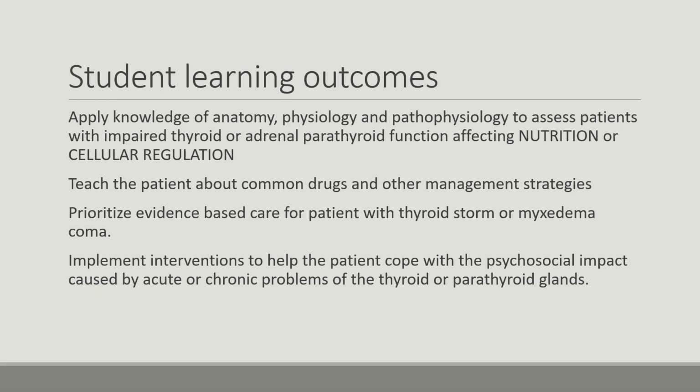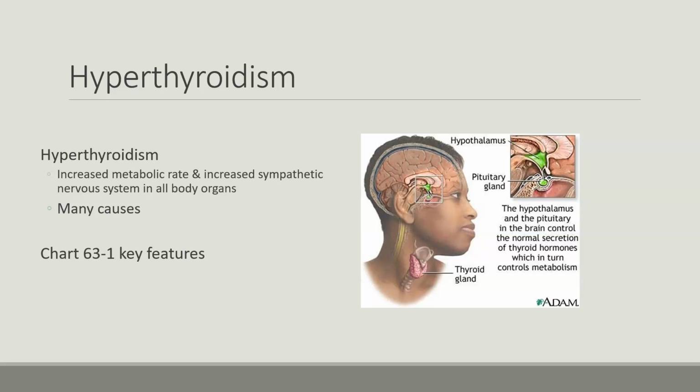Here are your student learning outcomes that we'll be working with today. Hyperthyroidism causes an increased metabolic rate and increases sympathetic nervous system activity. Remember, that's your fight or flight in all body organs.